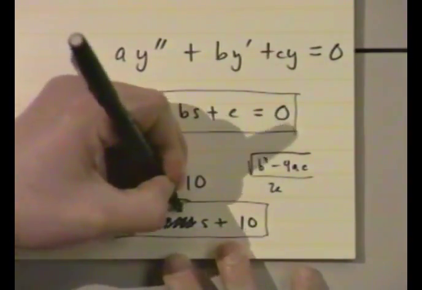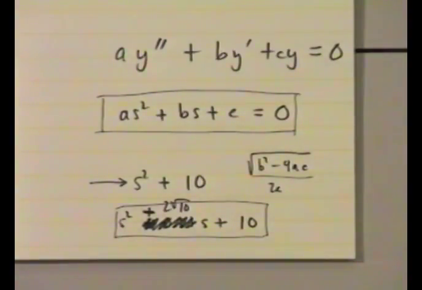I think it's 2 root 10. I think that does the trick there. Am I right? Oh, is that square root of 40? You're right, it is. Fine. There we go. Okay, so that's the idea.